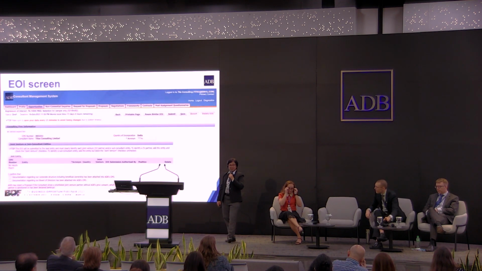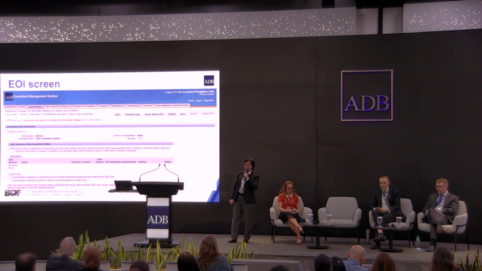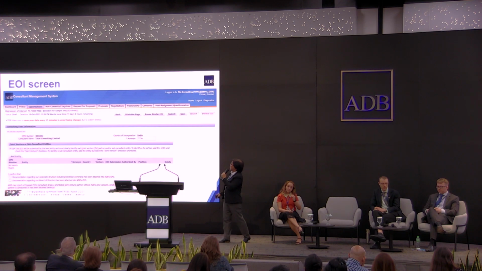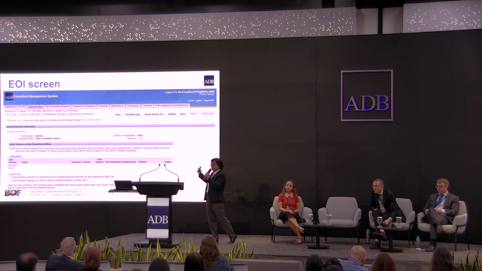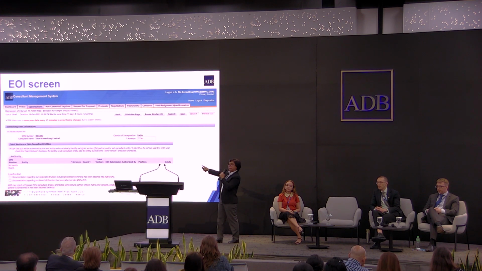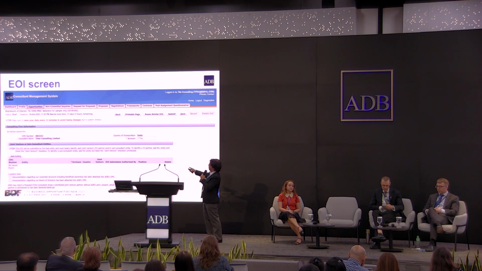Thank you. So after you click your Express Interest button, this is now your EOI screen. You have to fill up your consulting firm information. If there are joint venture or sub-consultant entities that you want to include in your EOI, click on Add Entity. You also have to confirm in this section that you have uploaded the corporate structure, including beneficial ownership and also the board of directors. So you have to tick those boxes, assuring that these documents are uploaded in your CMS.